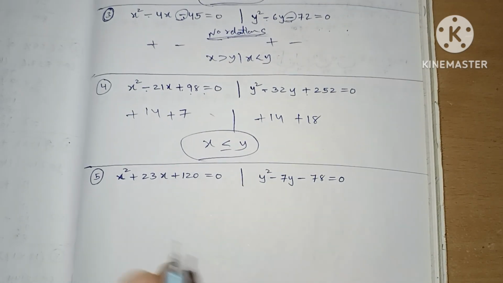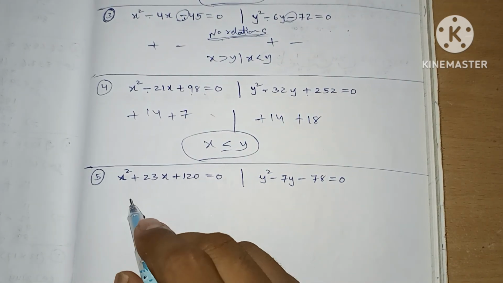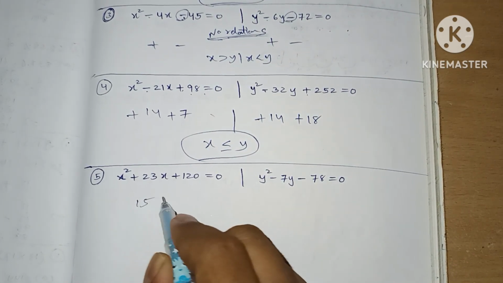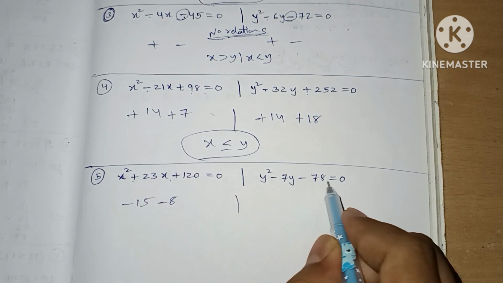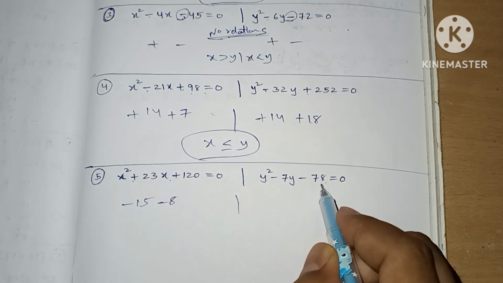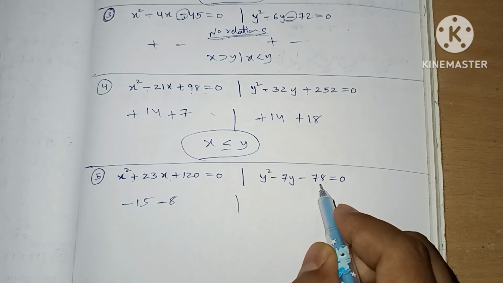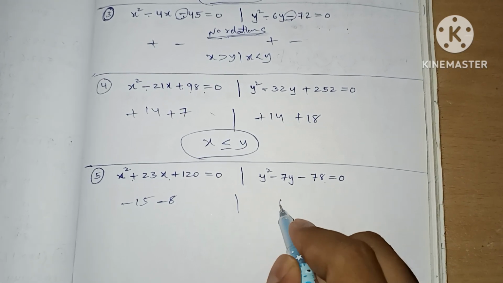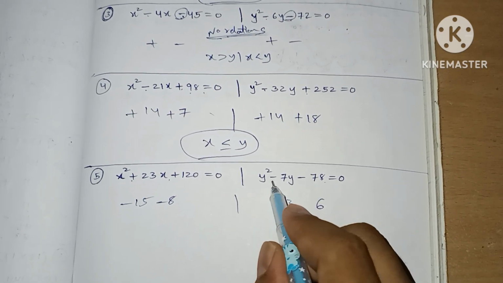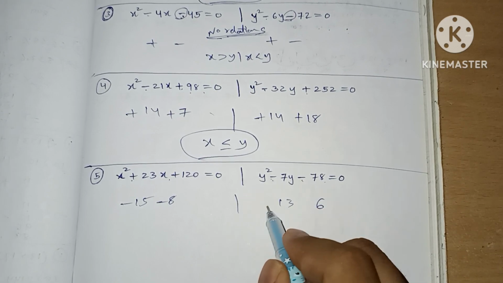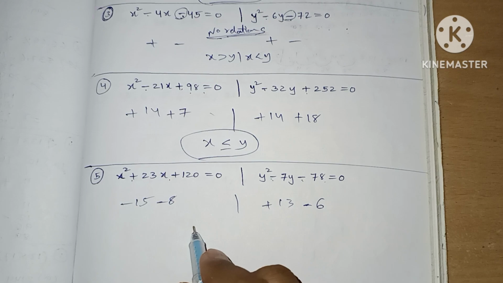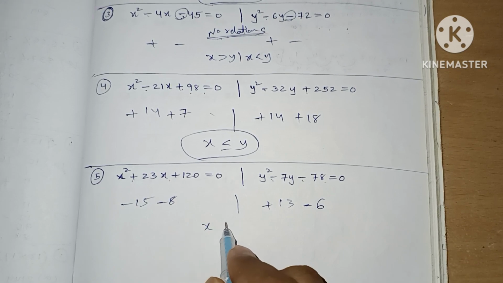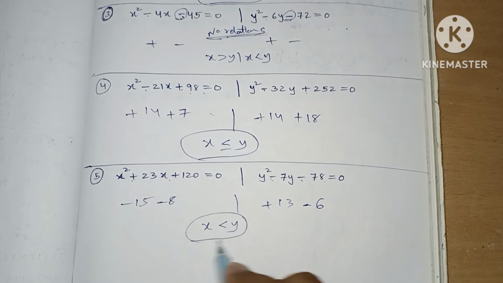Okay, next, here 120, 120 means 15 8 times is 120. Plus and plus means minus and minus. Here 78, how can be 13 6 times is 78. Minus and plus means plus and minus. So by comparing these two, it is clear that x is lesser than y.